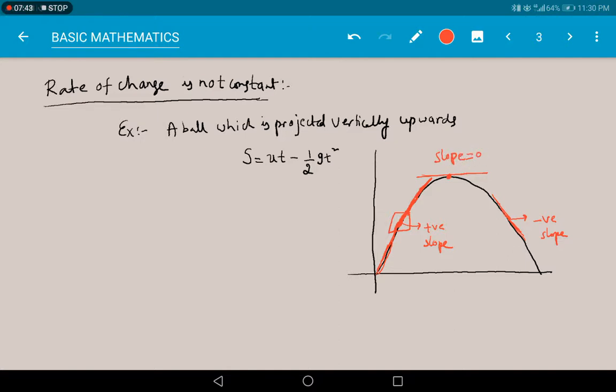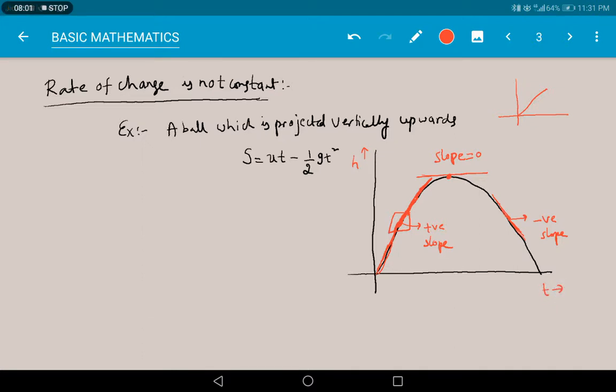So what does it mean? In the earlier case, whatever the example we have taken, the rate of change is constant, but the rate of change in the distance covered by the body with respect to the time is not constant.